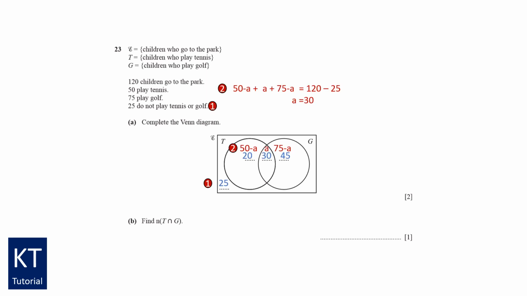We should be able to go ahead and insert the number 25 for those that do not play tennis or golf. Next, by letting A be those that play tennis and golf, we should be able to equate 50 minus A plus 75 minus A as being equal to the remainder of 120 minus 25. By solving for A, we should be able to identify all of the other remaining requirements. Next, find the stated expression. This would be the value of A, this being 30.